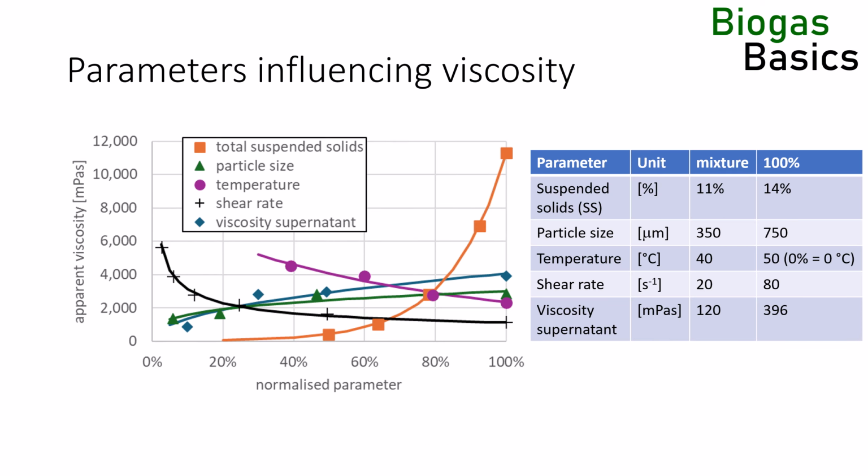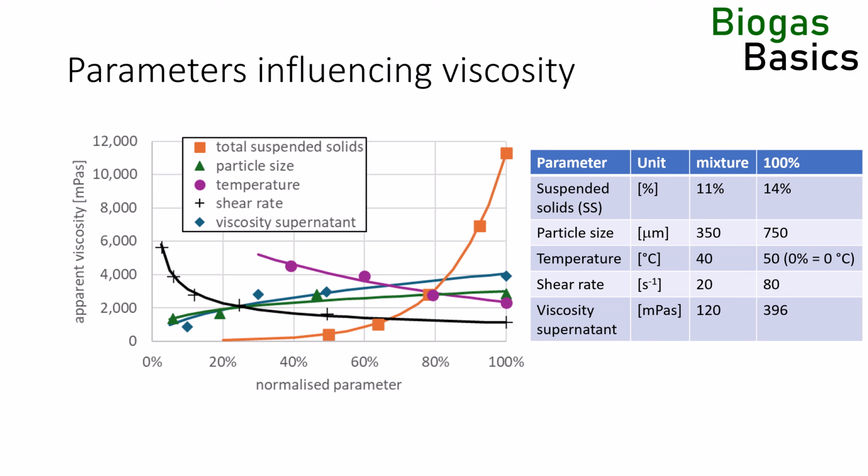This next slide contains a lot of information, so let me walk you through. We created an artificial digestate. It is a suspension of screened sawdust with a defined particle size in a shear thinning carboxymethylcellulose, or CMC solution. The properties of the solution are shown in the table on the right side. The suspended solids, or SS, concentration is 11%. This is the mass percentage of sawdust particles added to the suspension. The particle size of the sawdust is 350 micrometers. The temperature is 40 degrees Celsius.